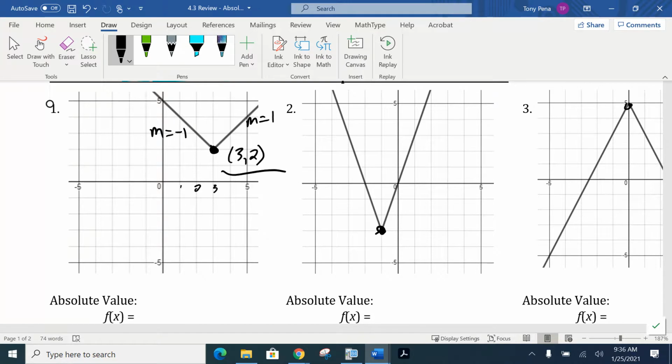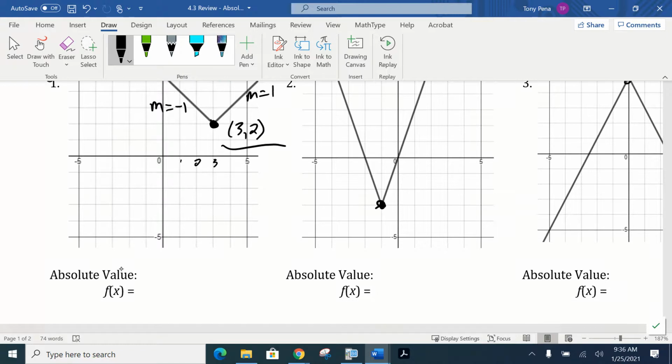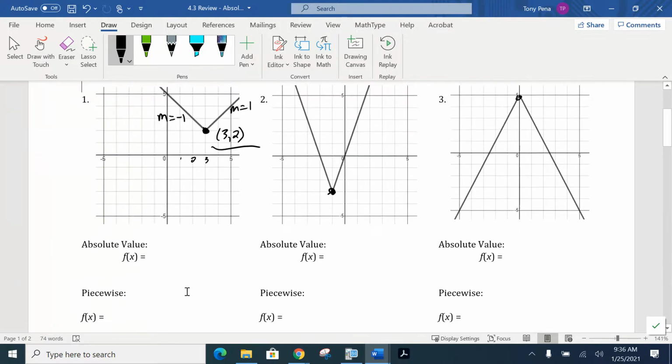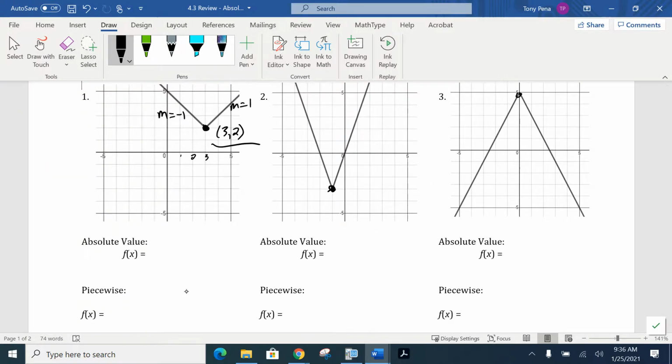All right, so here's our shared point. Here's our slopes. So now let's do our absolute value function. Actually, let's do our piecewise function first. I think that's what we're most familiar with. It's what we've been working on. So if I now go to my piecewise function, you're going to draw the brace, and then we're going to write those two different equations.